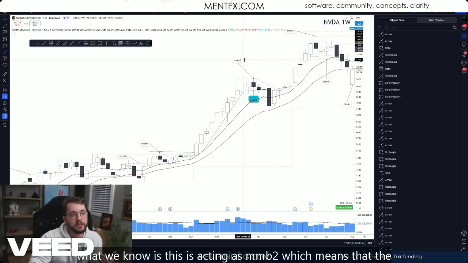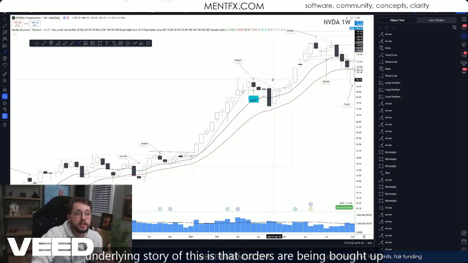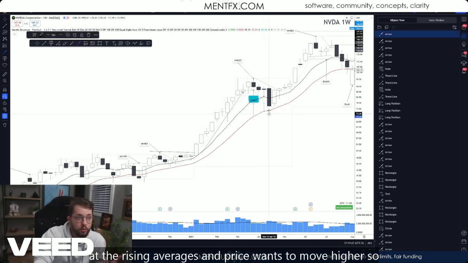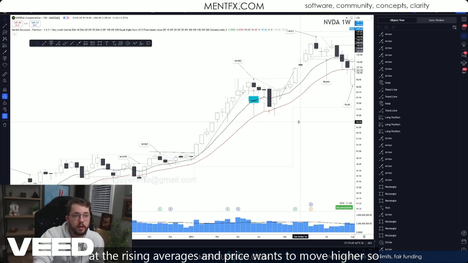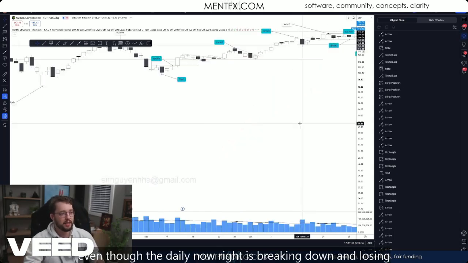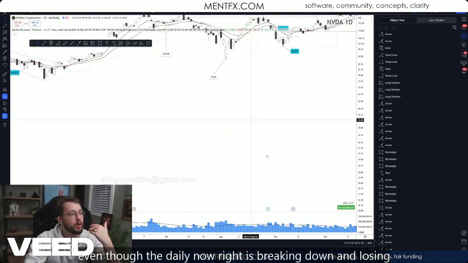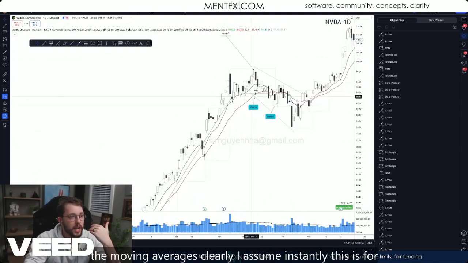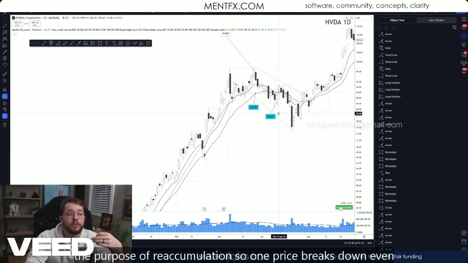So what we know is this is acting as MMB2, which means that the underlying story of this is that orders are being bought up at the rising averages and price wants to move higher. So even though the daily now is breaking down and losing the moving averages, clearly, I assume instantly this is for the purpose of reaccumulation.